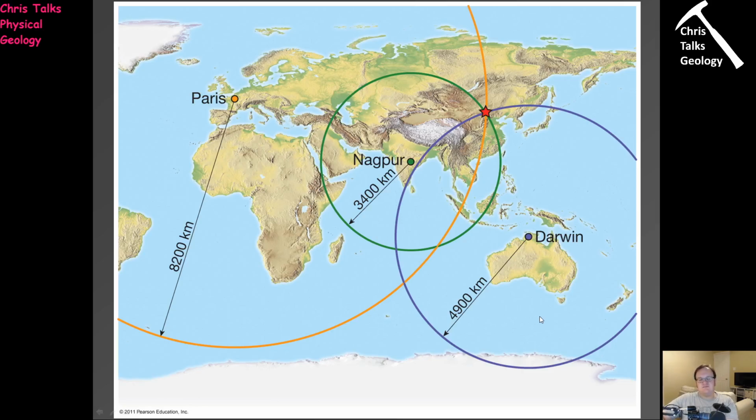And here it is in very, very large scale. You can have an earthquake happening in China, and it can be detected in India, Australia, and all the way over in Paris. And then we can use that information to triangulate the position of the earthquake.